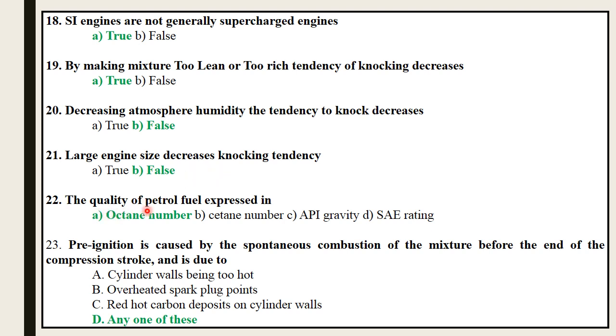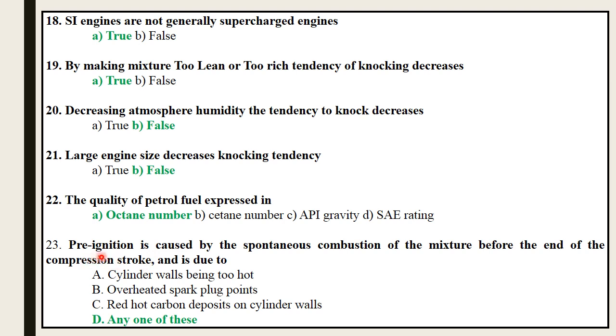Next, the quality of petrol fuel is expressed in octane number, cetane number, API gravity or ACE rating. So it is expressed in the octane number. For fuel rating or knock resistance in an SI engine, octane number is used. Octane number describes how a fuel will or will not self-ignite.